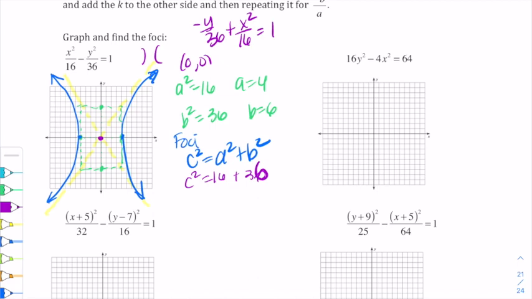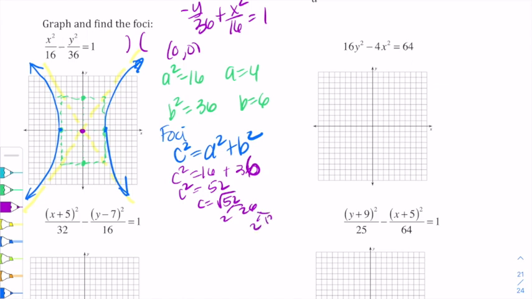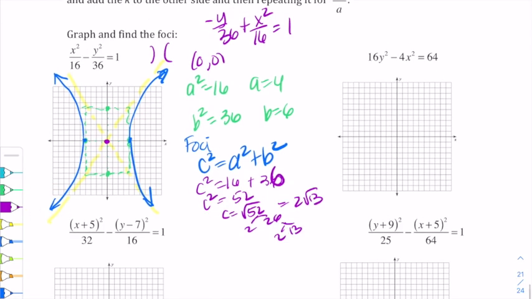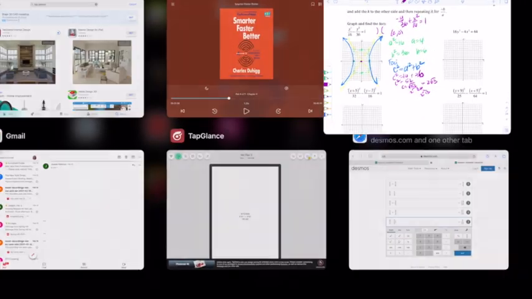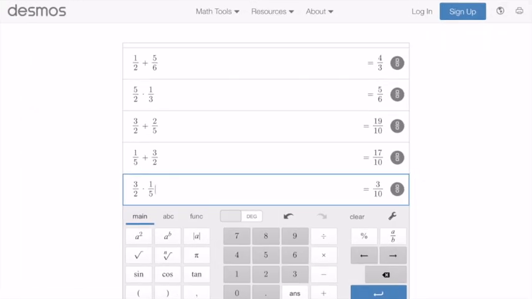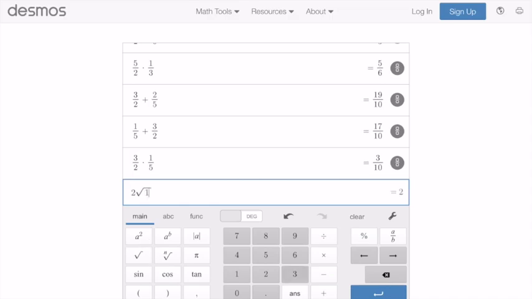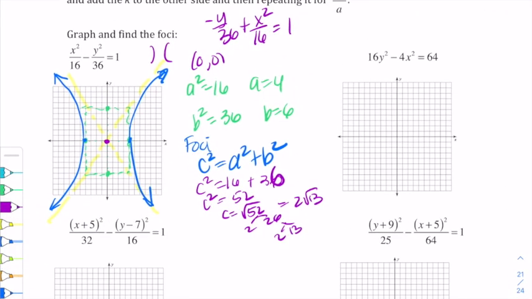If we do 16 plus 36, that gives us 52 equals c squared. So c is the square root of 52, which is 2 times 13 times 2, so that gives us 2 root 13. If we put 2 root 13 in the calculator, that gives us 7.2. So we know this distance is about 7.2.